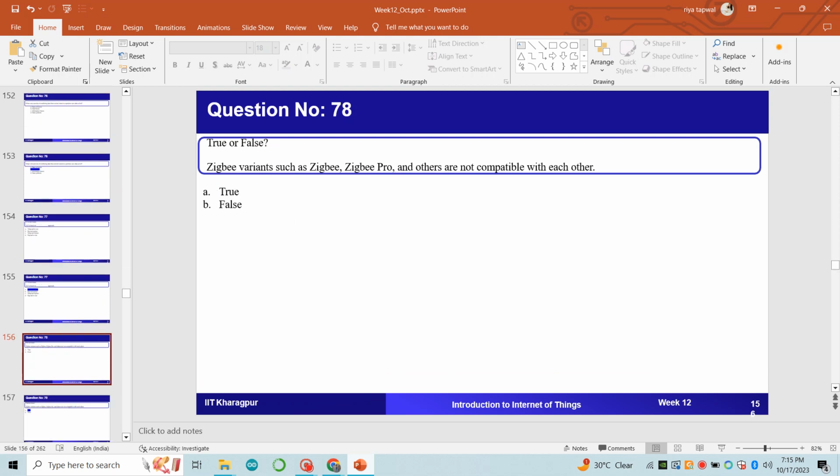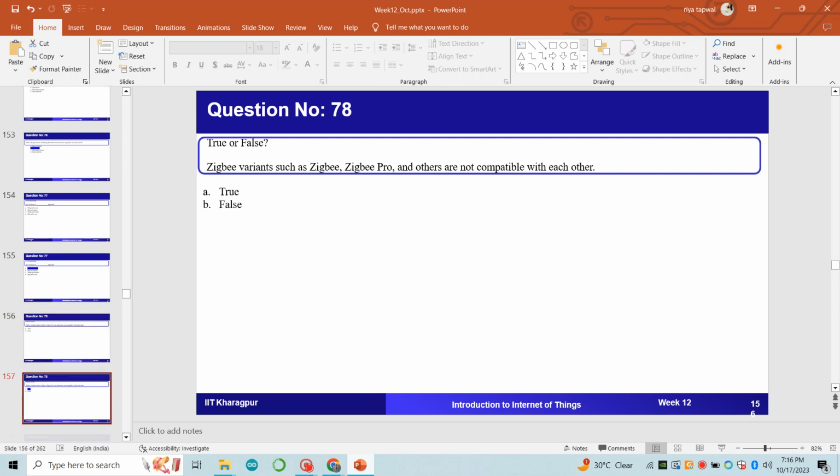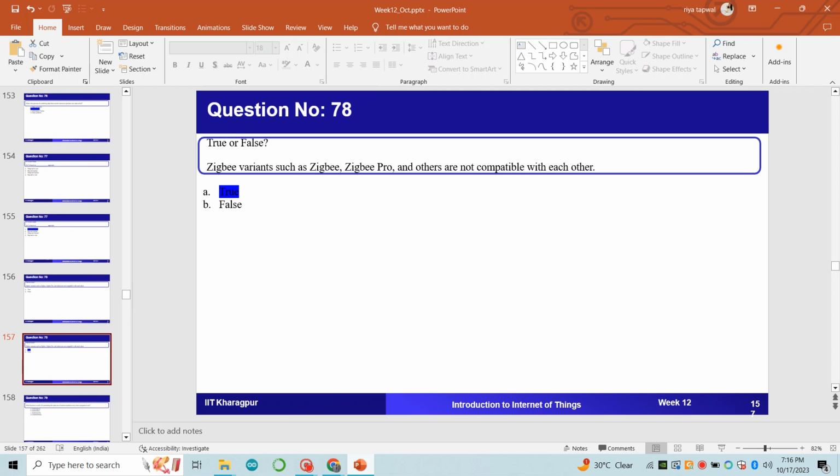Next question is true or false. Zigbee variants such as Zigbee, Zigbee Pro, and others are not compatible with each other. Is this statement true or false? True. They all are incompatible. Right, this statement is true.